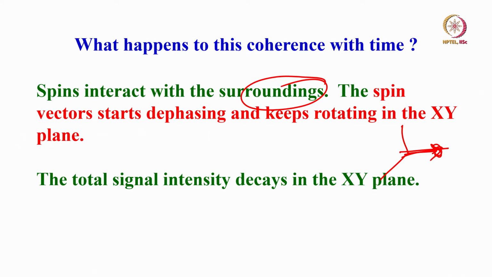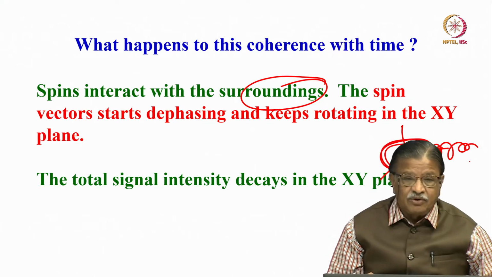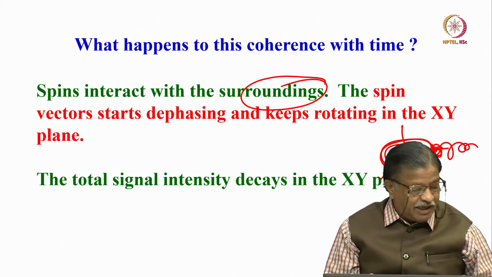With time, there is dephasing going on. The signal intensity along this place keeps coming down. If you have a receiver coil here, you detect less signal. The total signal intensity starts decaying in the xy plane.